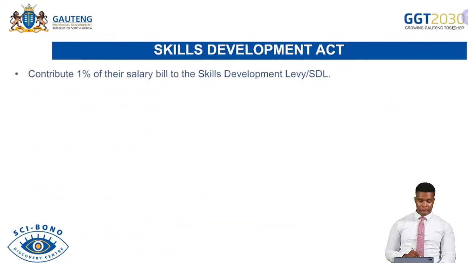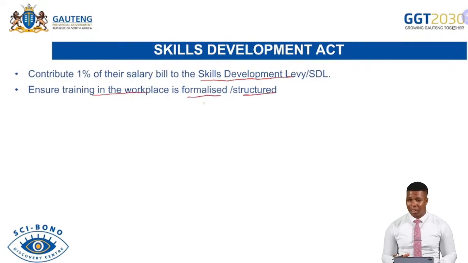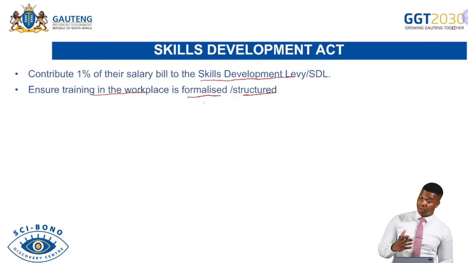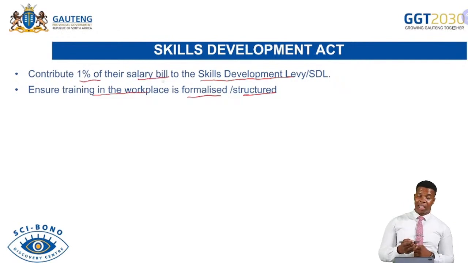Skills Development Act. This is how a business can be implicated by this act called the Skills Development Act. The business can contribute 1% of their salary bill to the Skills Development Levy. Furthermore, they can ensure that training in the workplace is formalized and structured. So this is basically complying with the Skills Development Act, because if they are contributing 1% of their salary bill, it means they are now allowed to claim again from the sectors if they want to develop the skills of their workers. Remember, that's how skills development works.